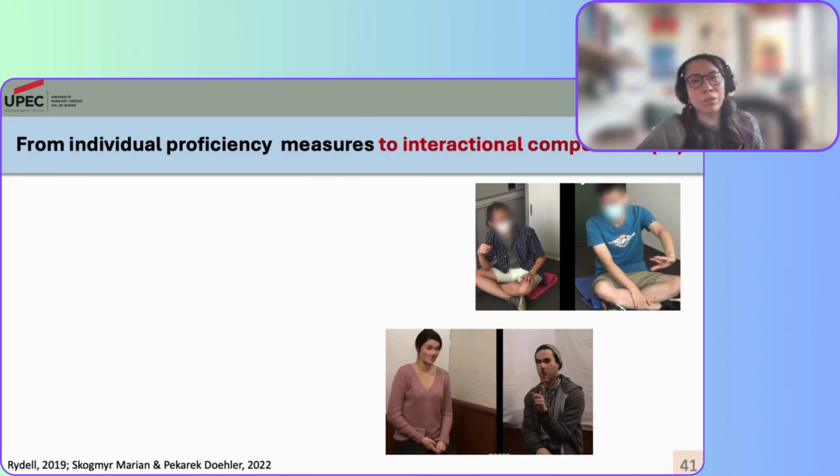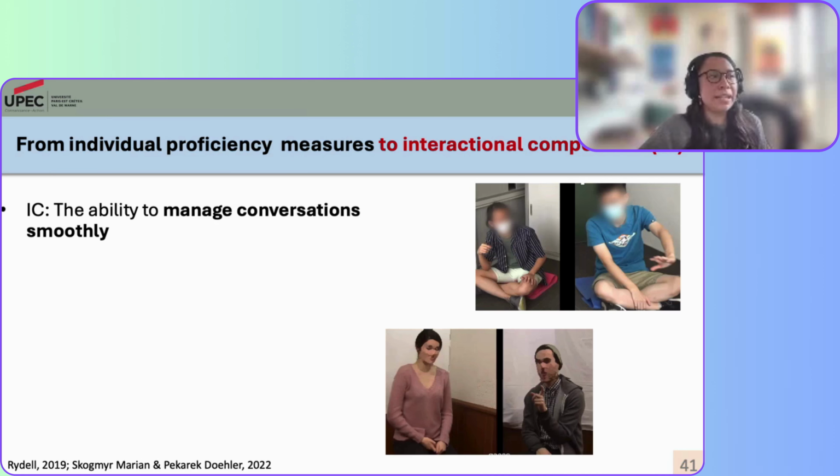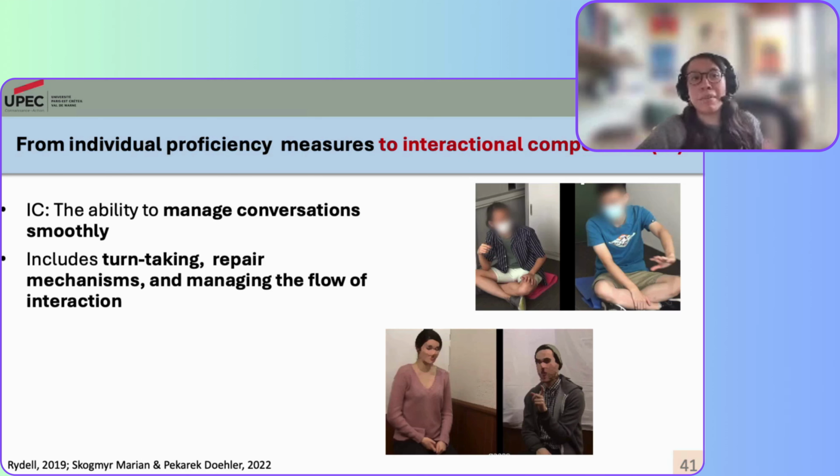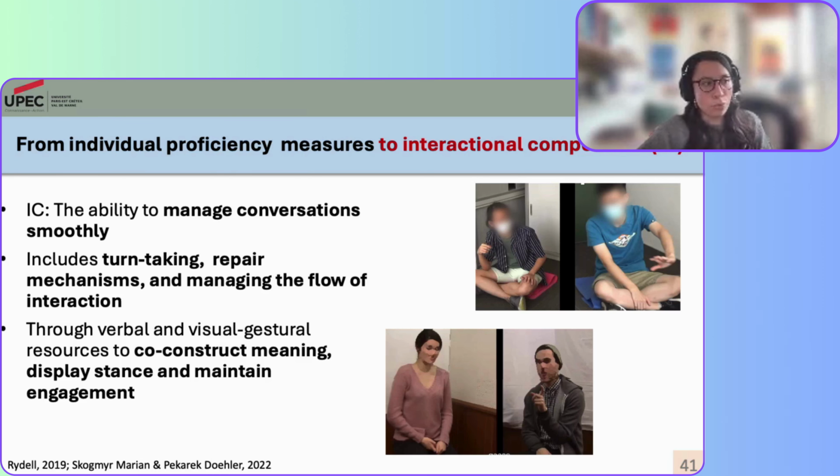And so little by little, when you also look at gestures, you shift from these individual proficiency measures to this notion of interactional competence. And so interactional competence is the ability not just to produce correct grammar and syntax and pronunciation, etc. It's the ability to manage conversations smoothly. And that includes turn taking, repair mechanisms, and managing the flow of interaction. So showing your degree of engagement, providing feedback when prompted or when it's relevant. And so all of these are also levels of competence. It's not just individual linguistic skills, it's also interactional skills. And so through verbal and visual gestural resources, they can be used to co-construct meaning, display stance, and maintain engagement.